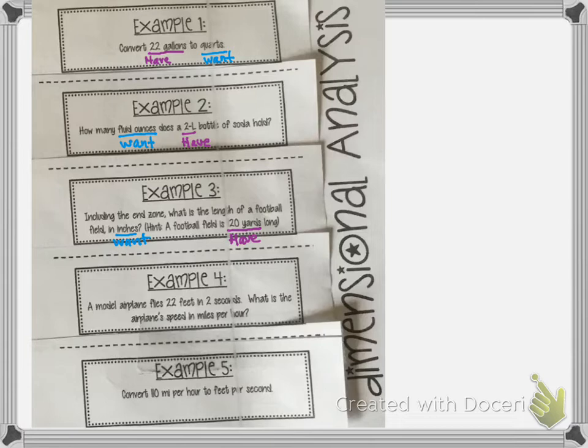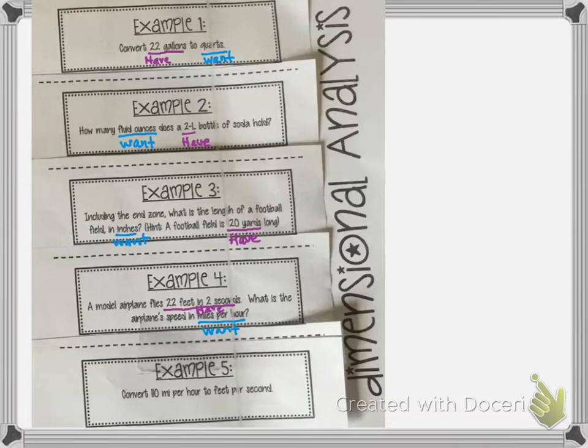Now, this one's kind of interesting. It says a model airplane flies 22 feet in 2 seconds. So right here, we've got what we have, and what we have has 2 labels. Okay. What is the airplane speed in miles per hour? So what we want is the answer to be in miles per hour. So what's interesting is I'm going to have to convert feet to miles as well as seconds to hours.